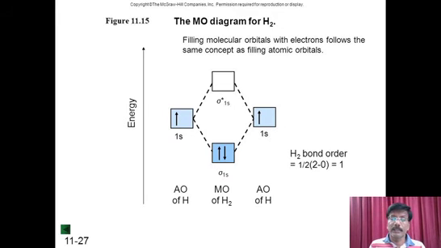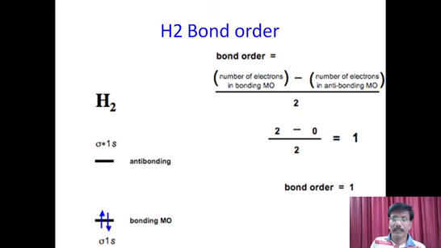So these are the 3 aspects we have to understand: number 1, bond order; number 2, stability; and number 3, magnetic behavior. This is how we have to explain the properties of hydrogen. Now look, let us take another example.